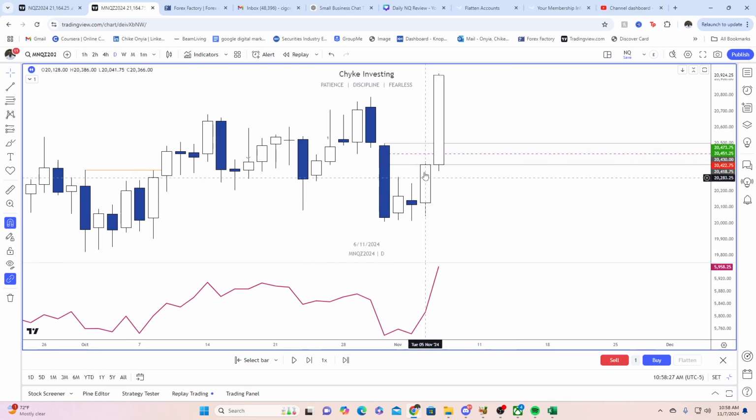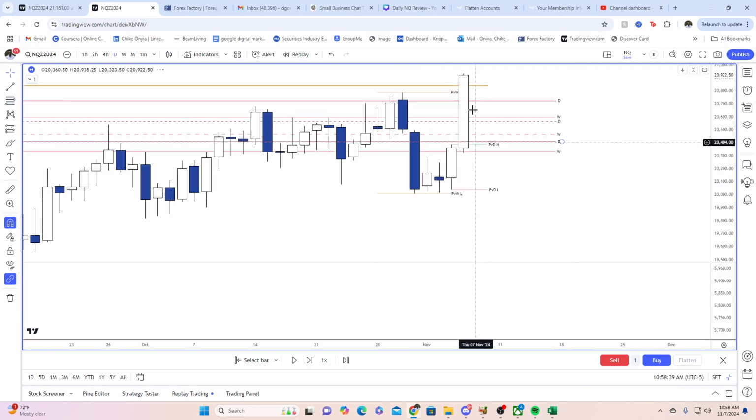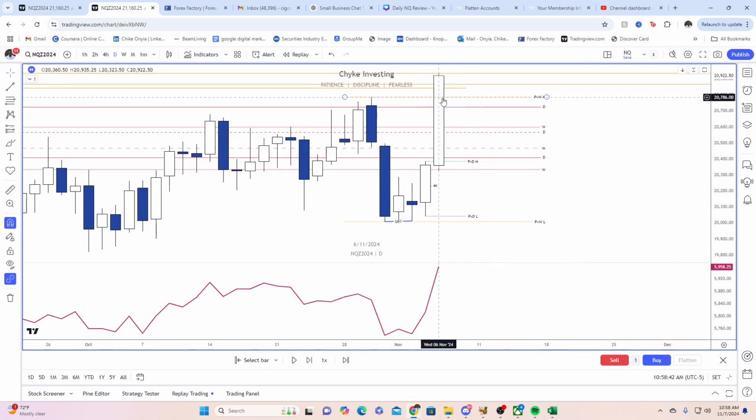All right, so this is yesterday's daily candle. Huge, right? What was yesterday? Yesterday was the day after the Tuesday election. So in the morning, we saw that Trump had won the election.